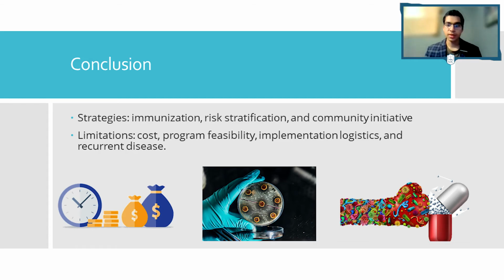So in conclusion, we identified some major strategies, and we suggest that these could be capitalized on, and they include, just to reiterate, immunization, risk stratification, and community initiative. Although some of the limitations we identified included cost, program feasibility, implementation logistics, and recurrent disease, especially with multi-drug resistant tuberculosis.